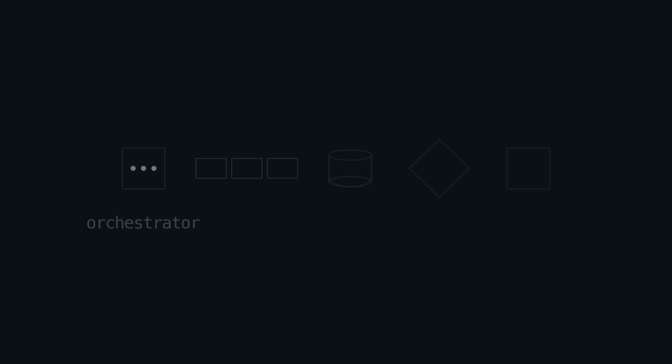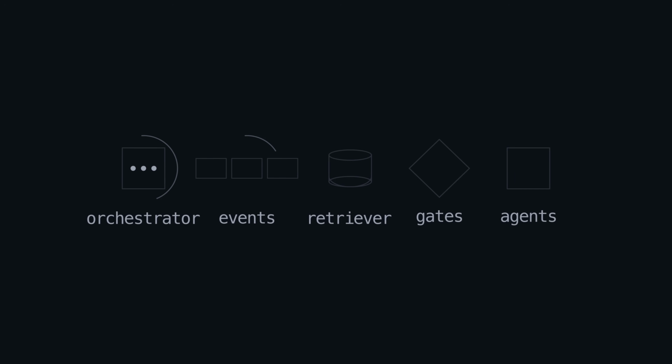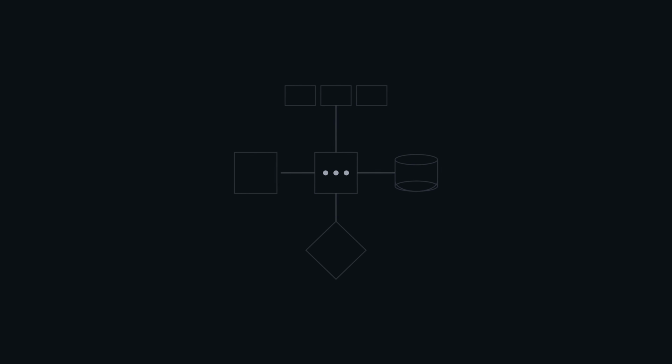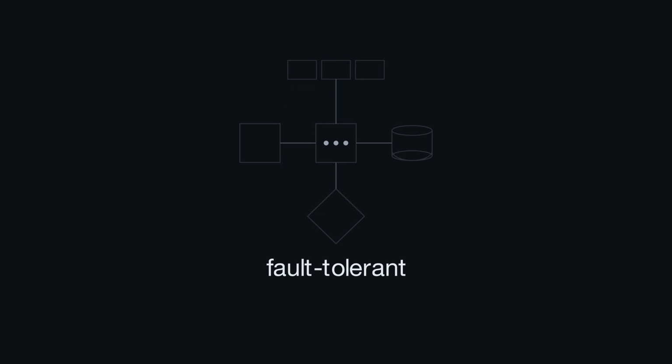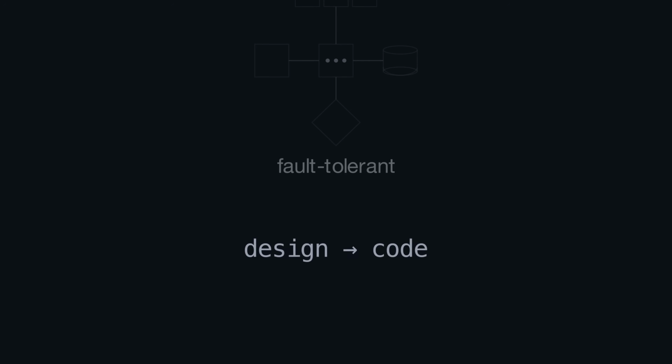For example, orchestrator, retriever, events, gates. 5 components, we'll run the same loop 5 times, and by the end, we'll have an architecture which is fault tolerant, and we have designed it already up till there. And only after designing the whole system, we will code. And frankly speaking, we'll not vibe code it like other people. We'll run our Genesis ritual.